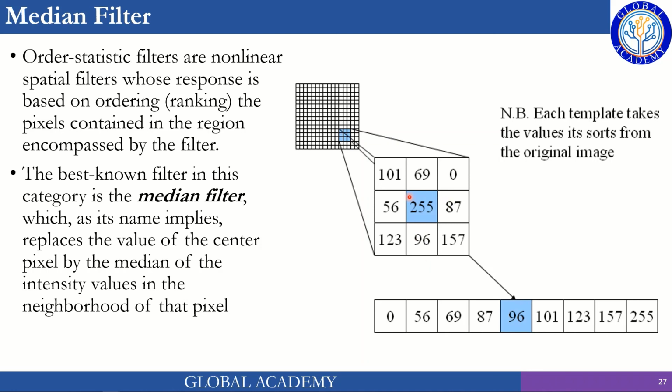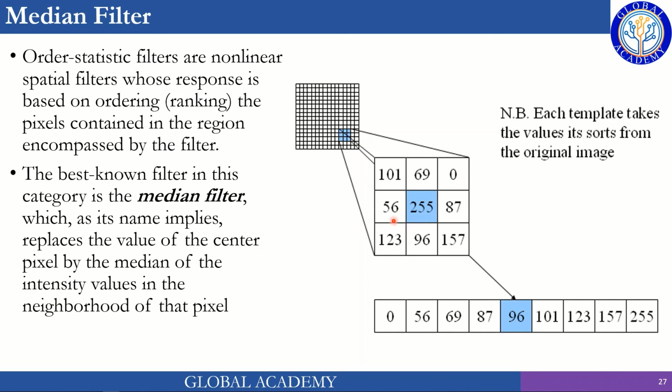So we are not multiplying or summing up, we are not performing 2D convolution in this case. We have just sorted these 9 values and selected this one based on the criterion that this value is the median value, the center value, and we replace this 255 with 96, that's it. Then we keep moving our template or window along the image, just like 2D convolution, but we do not perform any multiplication or addition. We are just sorting and selecting the values. That's why it is called an order statistic filter. It's all about selecting a certain value from a certain window and then moving on.